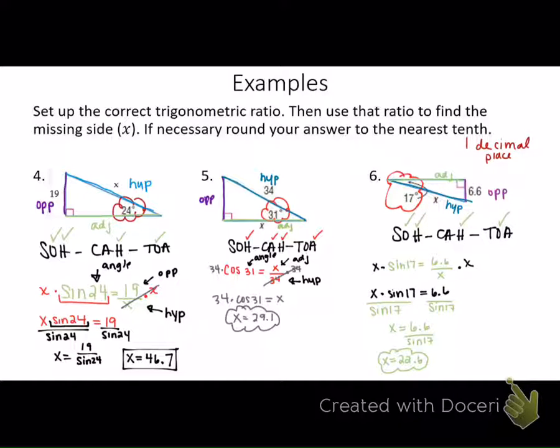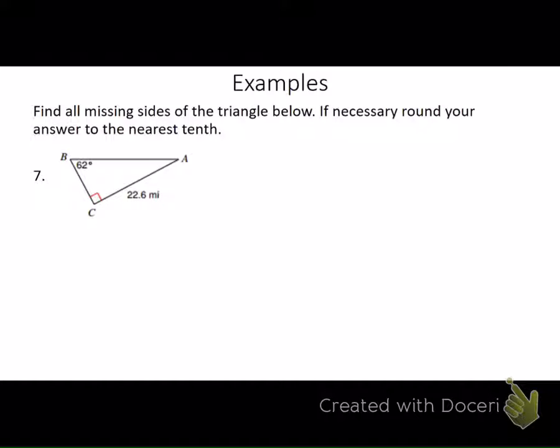That's not my goal. All right, find all the missing sides of the triangle below. If necessary, round your answer to the nearest tenth. So we're finding all of the missing sides. Once we know 2 sides, what can we use if it's a right triangle? Yeah, so we just need to find one of the sides using trig, and then we can use the Pythagorean theorem. So we're using B as our reference angle here.